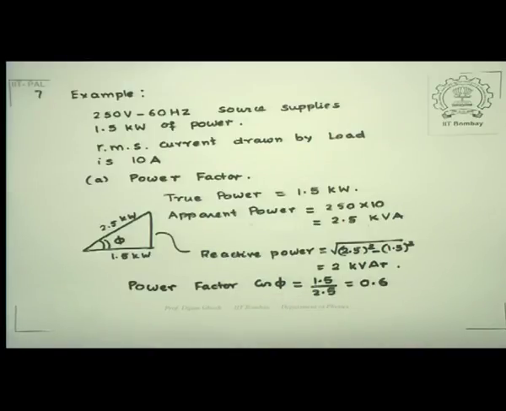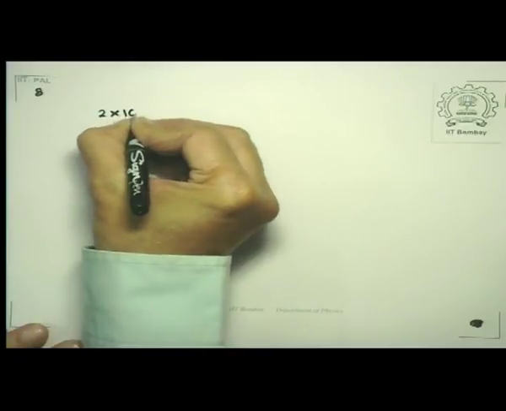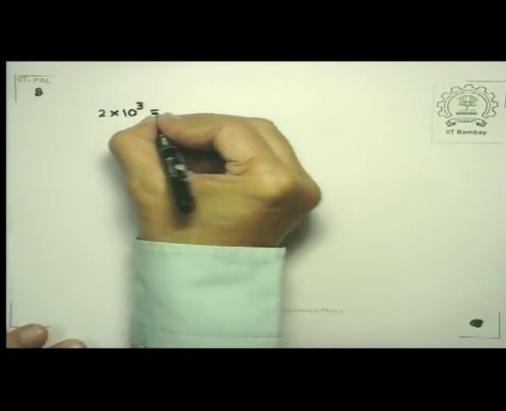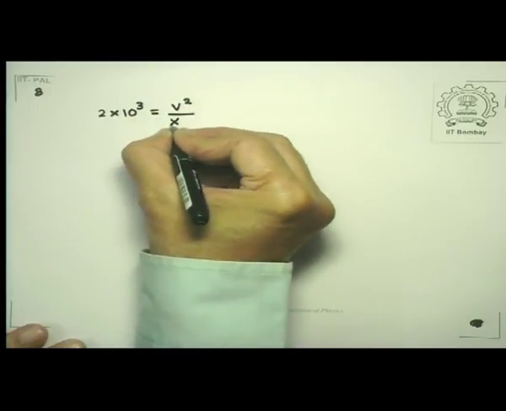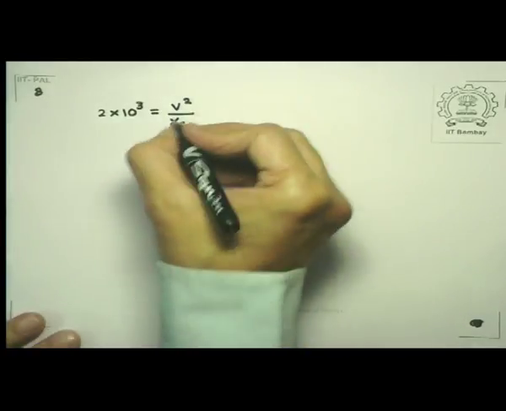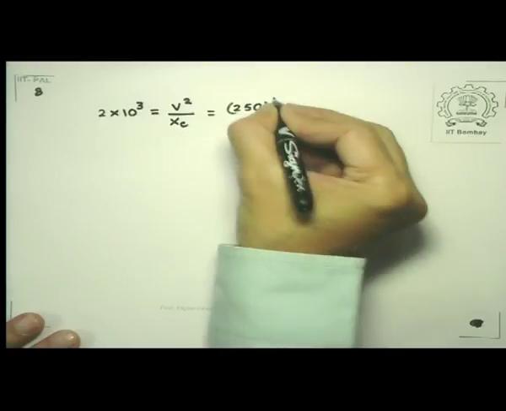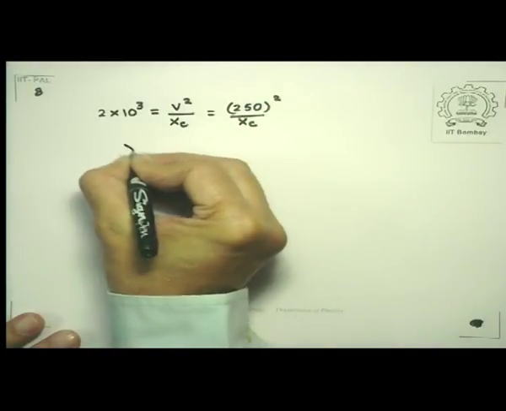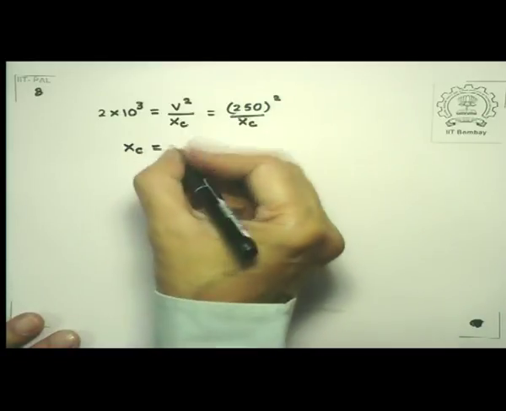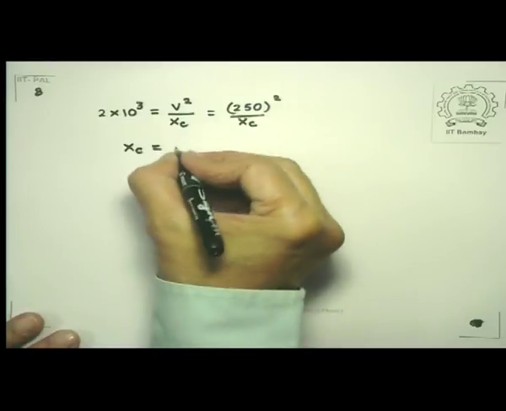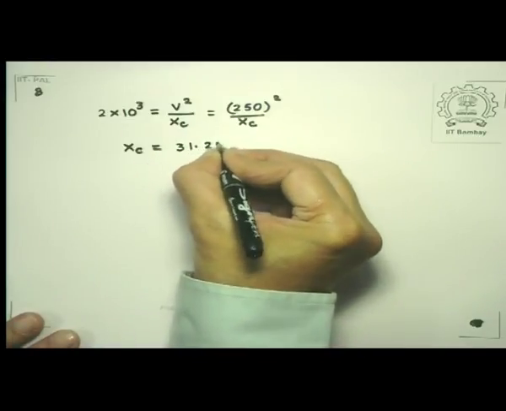Now, what it implies is this, that you must compensate the reactive power component. And we had already seen that we can do that by introducing a capacitive element. So the reactive power is 2 into 10 to the power 3, and that must be equal to the voltage squared divided by Xc. And that is 250 squared divided by Xc. Now you can immediately check how much is Xc. So Xc is 250 squared divided by 2000, and if you work that out, it works out to 31.25 ohms.